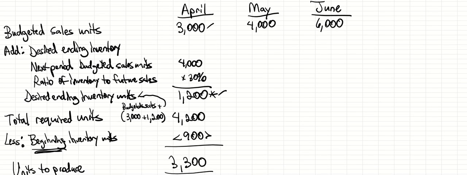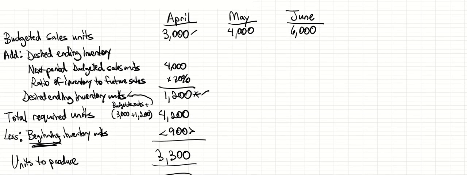Okay, so now we're going to move on to May, and we're just going to be doing the same process as we did in April. Same thing with June as well, as we would do in May. Okay, so we're going to add the desired ending inventory. Well, we already have the budgeted sales in units for May, which is 4,000. Now we're going to have to take into consideration that cushion. All right, so for the desired ending inventory, we're going to take the next period budgeted sales in units, which is going to be from June of 6,000.